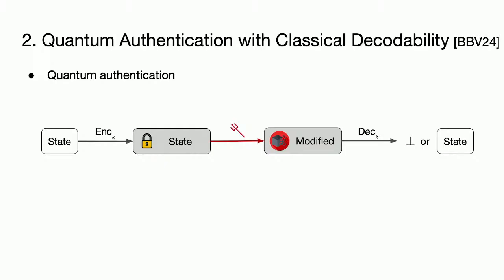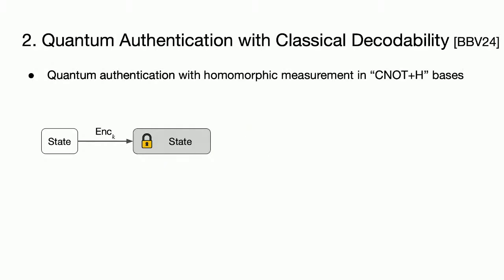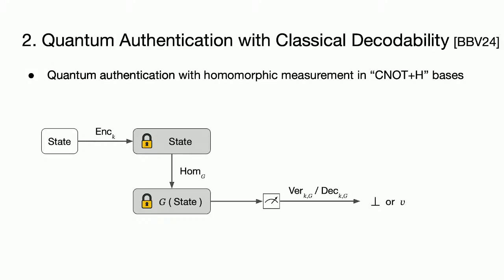So BBB24 proposes a quantum authentication scheme that supports homomorphic measurements in the CNA plus Hadamard basis. In such a scheme, one can apply homomorphic computation of G over the ciphertext state, where G is C0 plus Hadamard gates. So after this homomorphic computation, one obtains the ciphertext of the computed result. And moreover, the measurement result of this ciphertext state in the standard basis can be classically decoded using the secret key to obtain the actual measurement outcome V, as if the initial state has been measured in the G basis.